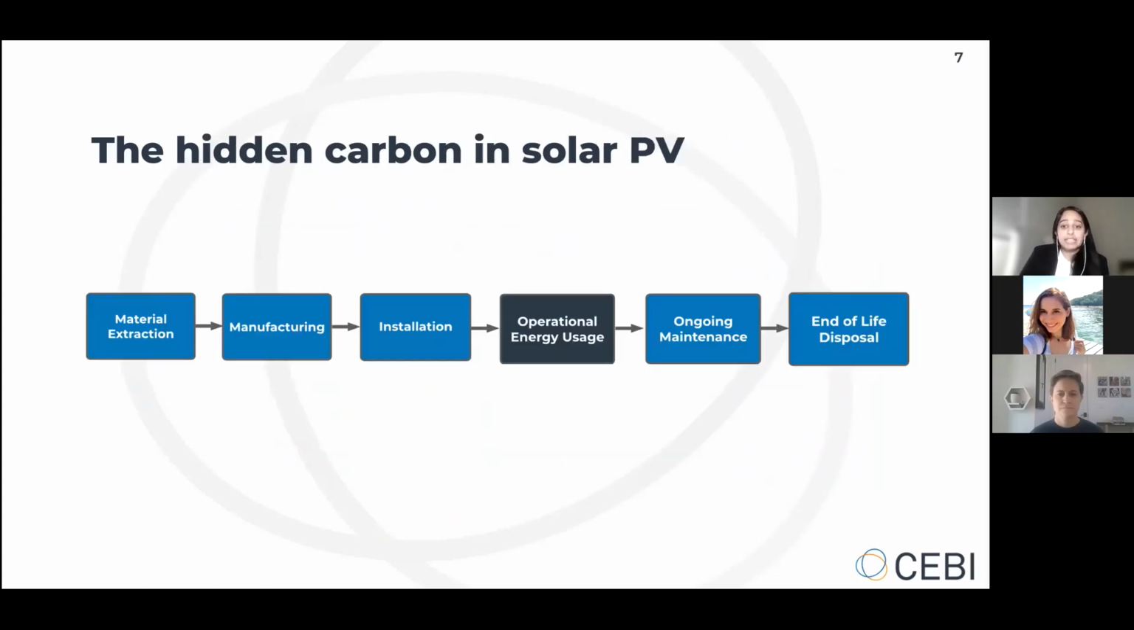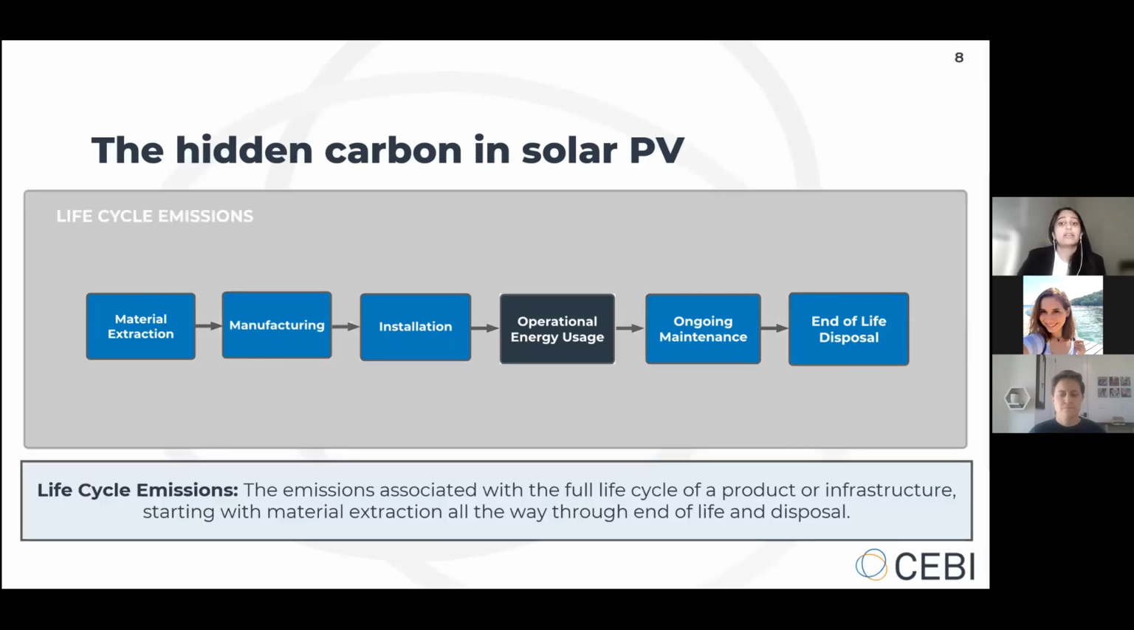So where is the hidden carbon in the solar PV supply chain? Over the lifetime of solar PV or any product, there are 6 main phases where emissions can occur: materials extraction, manufacturing, installation, operational energy usage, ongoing maintenance, and end-of-life disposal. Collectively, we call these emissions the life cycle emissions. Now, let's break this down just a little bit further.